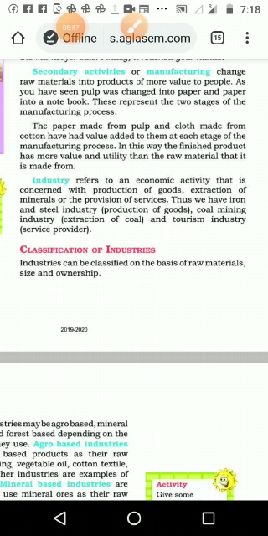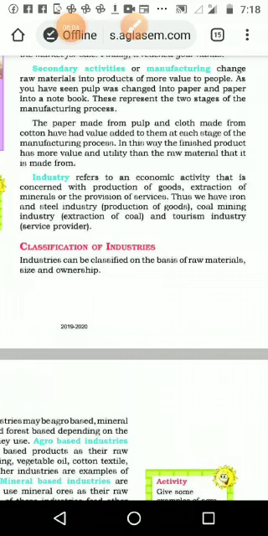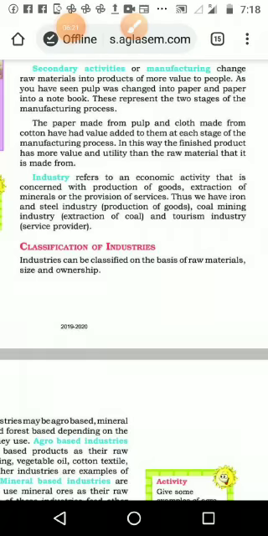Because if the industry wants to work, we need transportation, good communication, banking, insurance, many activities like that, everything needed to conduct a good factory. So it is going hand in hand from the secondary sector to the primary sector to the tertiary sector. So there it is interdependent.